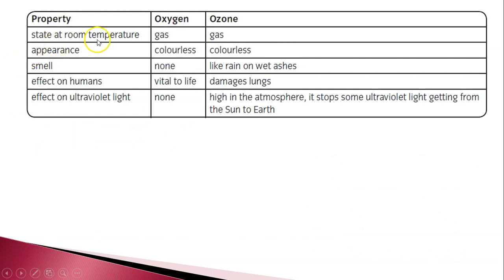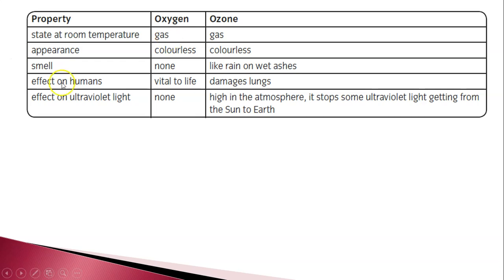Let us see the properties of oxygen and ozone. State at room temperature: both oxygen and ozone exist as gas at room temperature. Appearance: both oxygen and ozone are colorless. Smell: oxygen has no smell, while ozone smells like the rain on wet ashes. You know the ash, right? When the rain falls on the wet ashes, that is the smell of ozone.